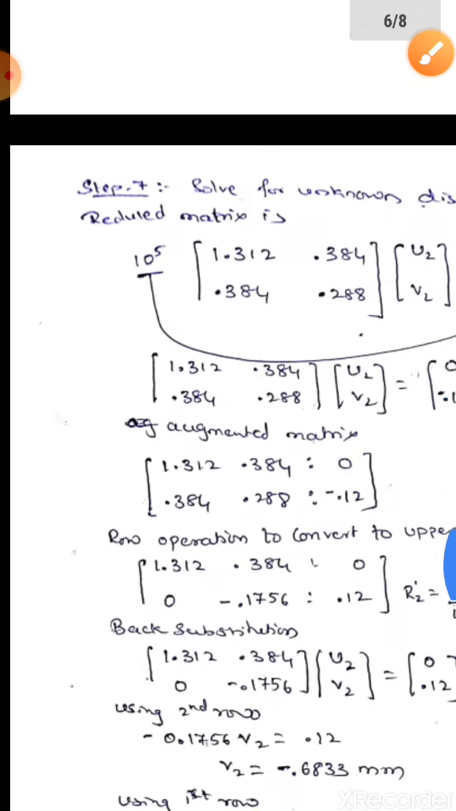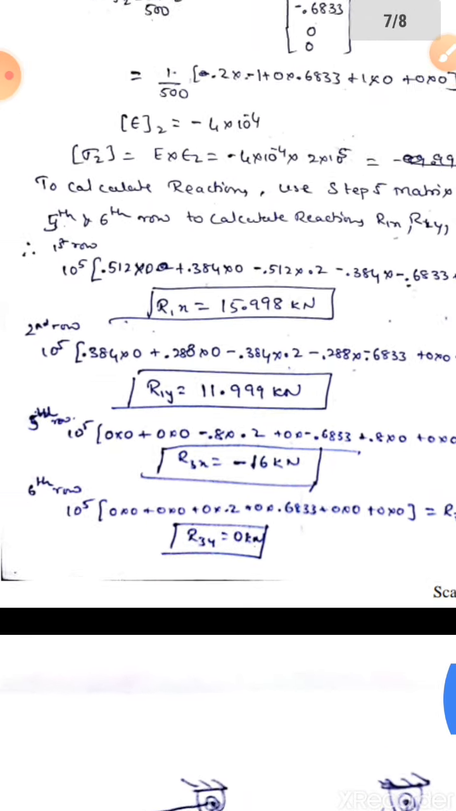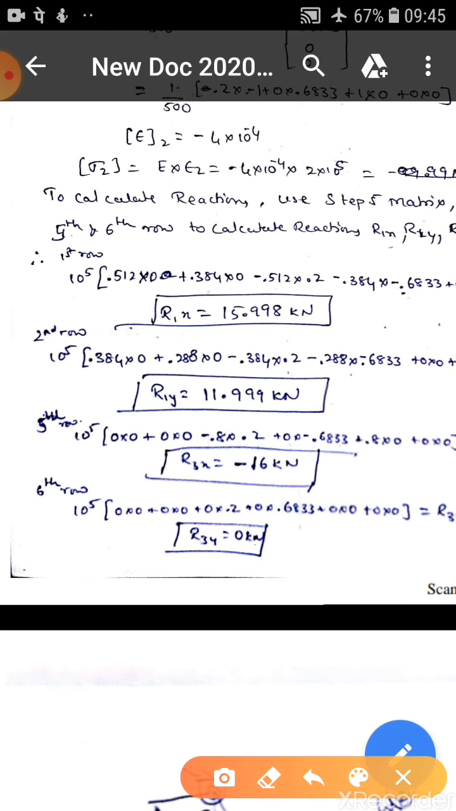Now refer to your final reaction values. If you see R1y, it is 11.99 kilonewton, positive, that is in the upward direction. The force applied is in the downward direction, and the reactions generated are in the upward direction, so they are equal and opposite. Then our force applied is equal to our reaction generated, and R3y is 0. That is okay. Now R1x is 15.99 kilonewton and R3x is minus 16 kilonewton. They are also equal and opposite, so our system is under equilibrium.